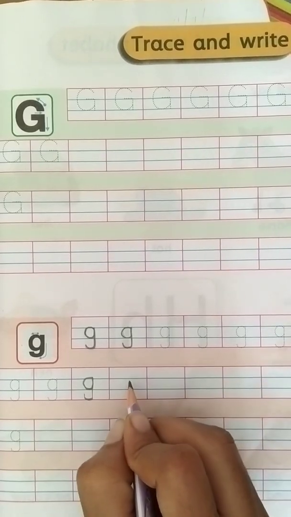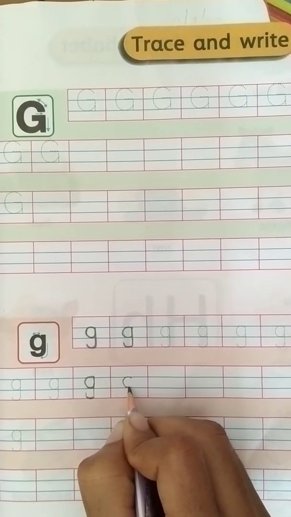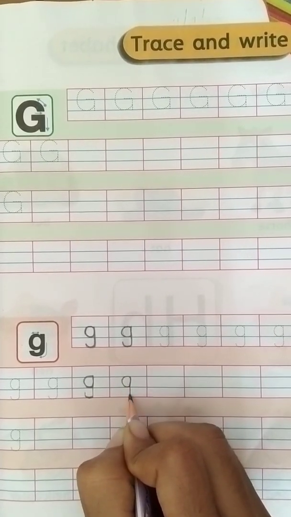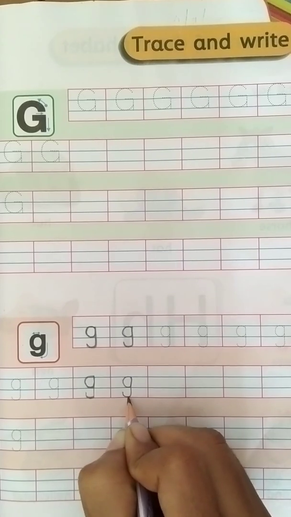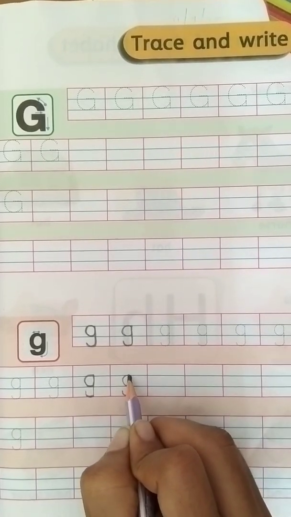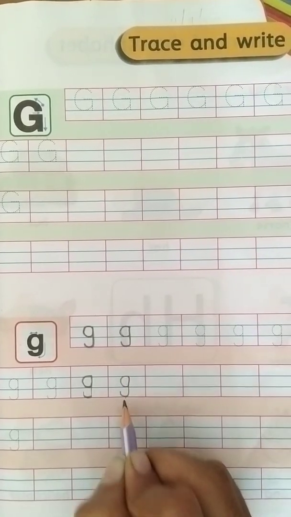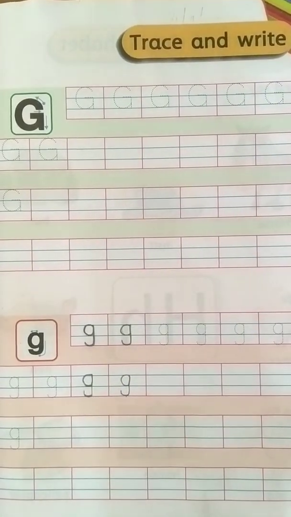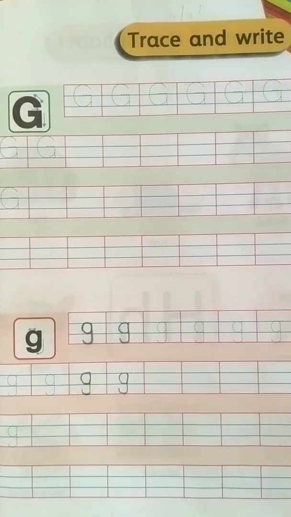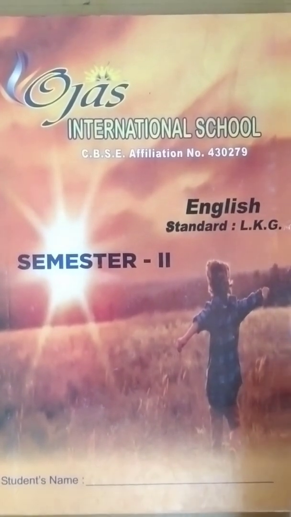Children, small letter G start from the second line, letter C first, and then go up, come straight down to the fourth line and end with the fourth line. Letter G will start from second line and end with fourth line. Like this way you have to write letter G in this three line. Now we write letter G in our English book.